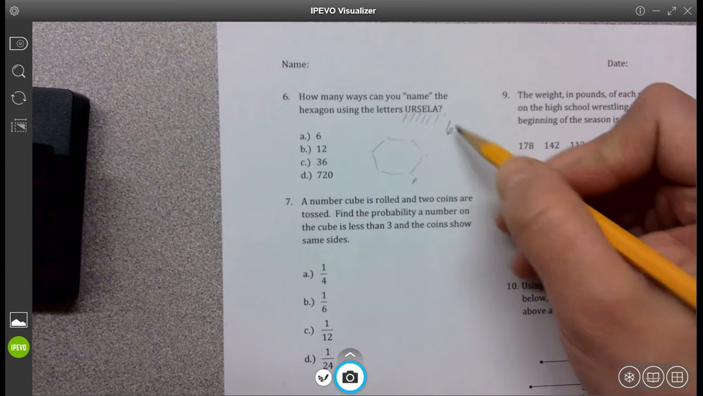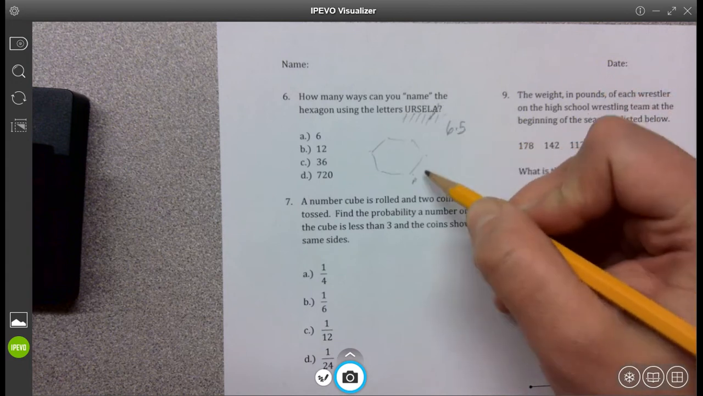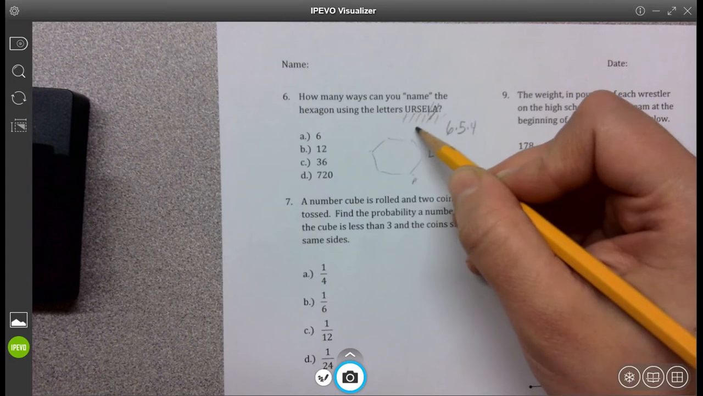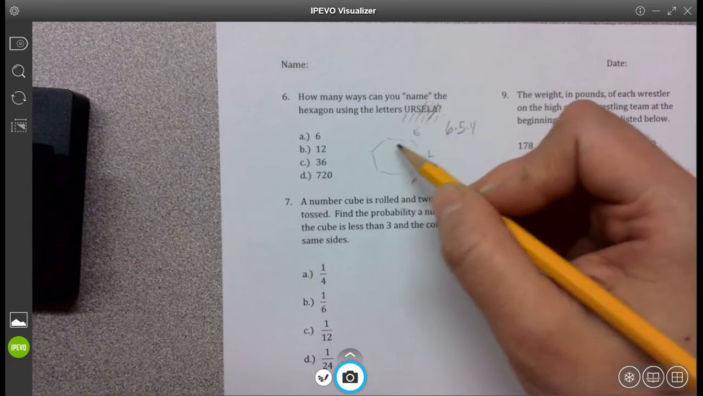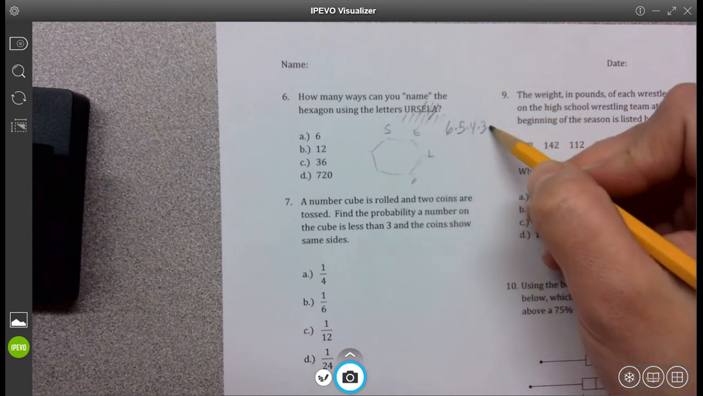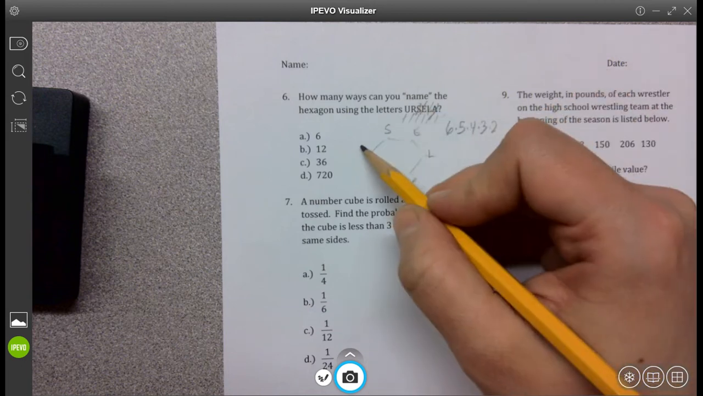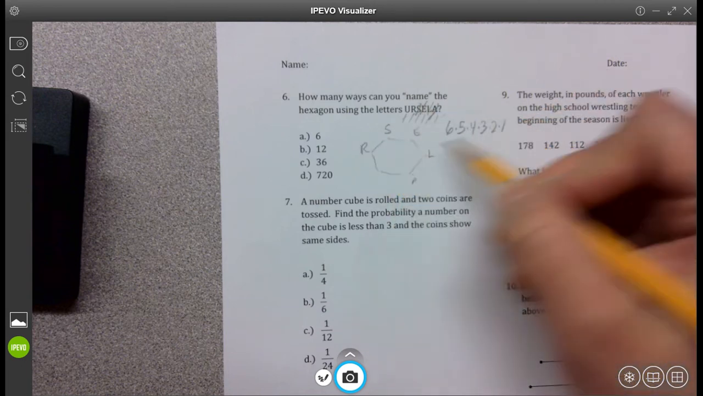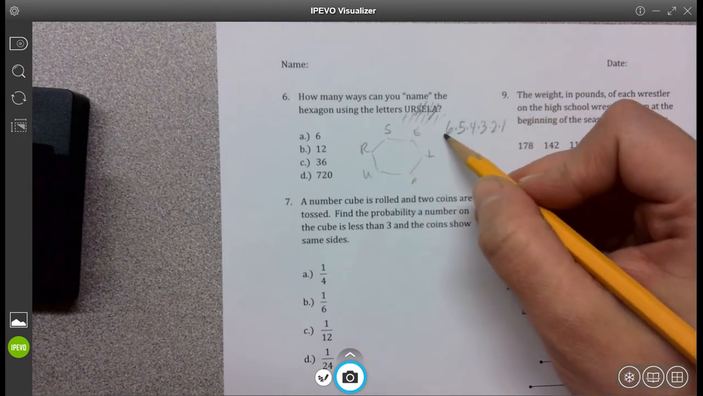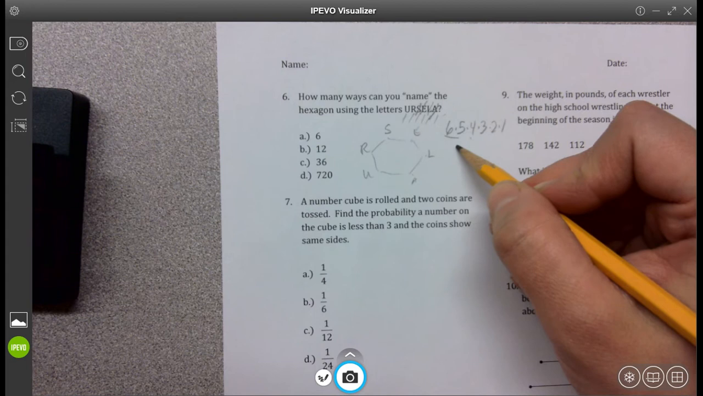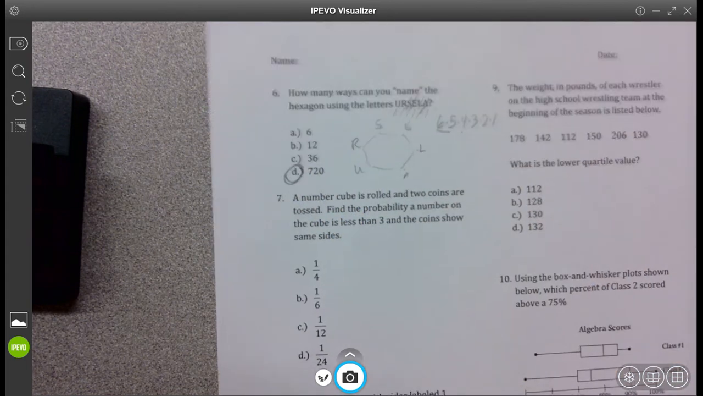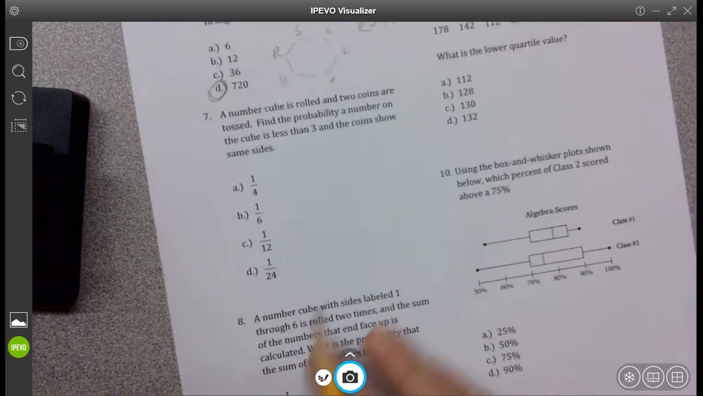Once I pick A, then I have 5 to choose from. Let's say I pick L. Then I have 4 to choose from. Then I have 3 to choose from. Then I have 2 to choose from. And then I have 1. If you multiply all your ways together, that's going to be 30 times 4, which is 120, times 6, you get 720 ways. Fundamental counting principle.